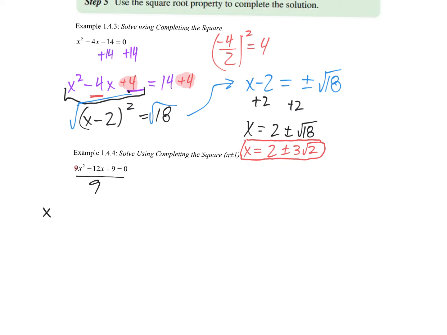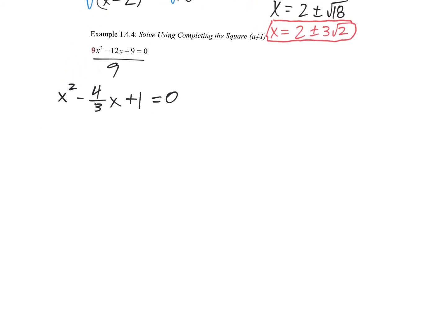Okay, so I've got x squared minus 4 over 3x plus 1 is equal to 0. Okay, and from here, it's kind of the same process we used on the previous problem. So we're going to start by moving the 1 over. X squared minus 4 over 3x plus a blank is equal to negative 1.